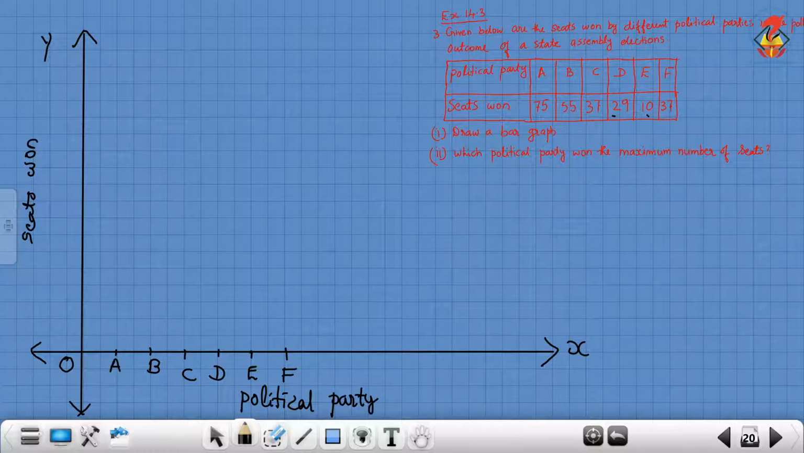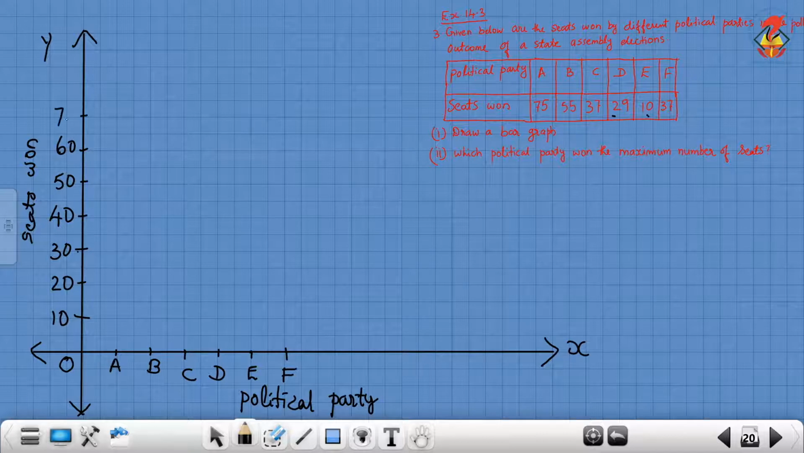Here in this table 10 is the lowest number, the smallest number is 10. You should start from 10, 20, and the greatest number is 75, so till 80 you should write it there: 30, 40, 50, 60, 70, 80. First political party A, 75 seats.